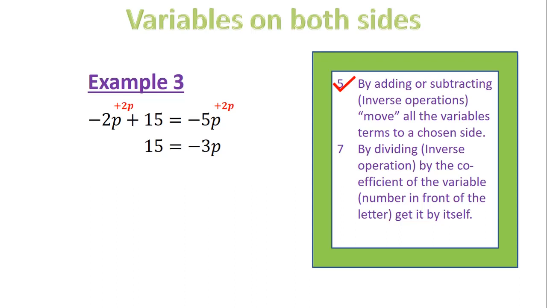Step 7. By dividing by the coefficient of the variable, get it by itself. If we look at our example, we have negative 3 in front of our p, and so we divide both sides by negative 3. 15 divided by negative 3 gives me negative 5. On my right-hand side, negative 3p divided by negative 3 gives me p by itself. Step 7, done. And that means that negative 5 equals p is my final answer.